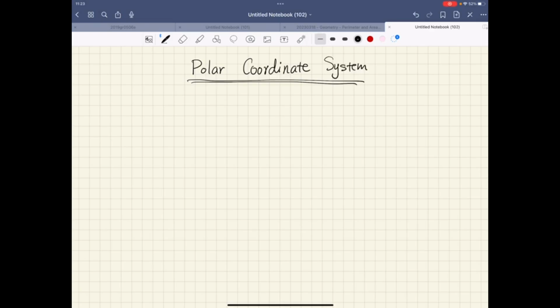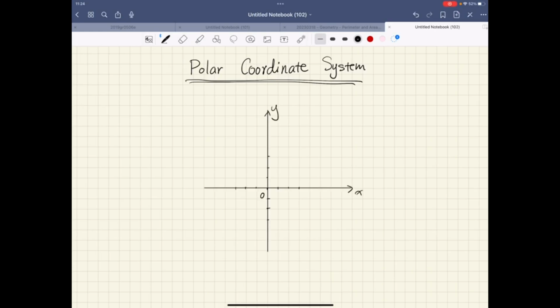Today we are studying calculus and introduce the so-called polar coordinate system, or sometimes just call it the polar system. Actually, we all know that there is already a coordinate system like this. This is the so-called XY coordinate plane or coordinate system. Any point within this coordinate plane can be defined here. For example, this one can be defined as a pair of XY values.